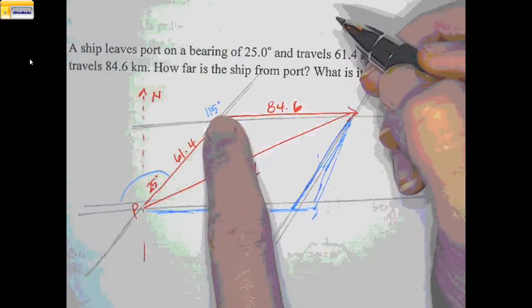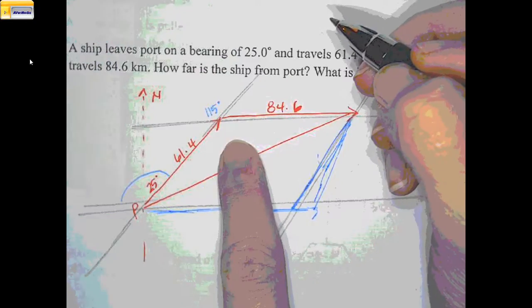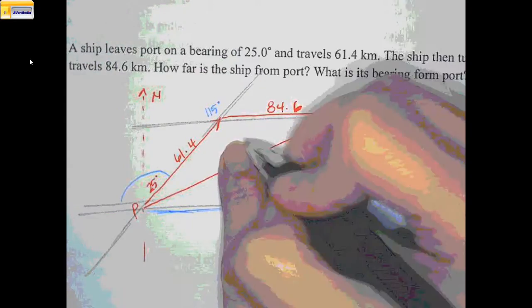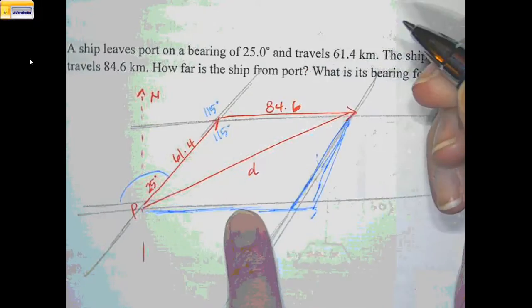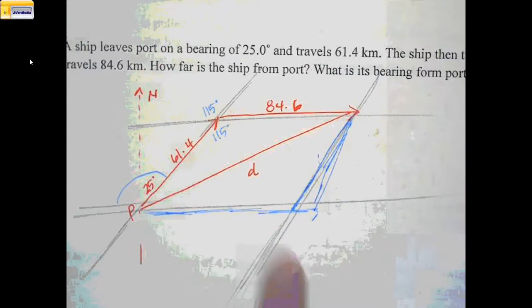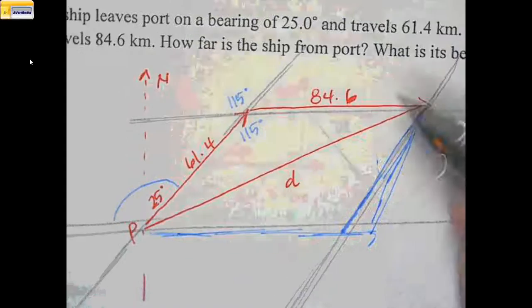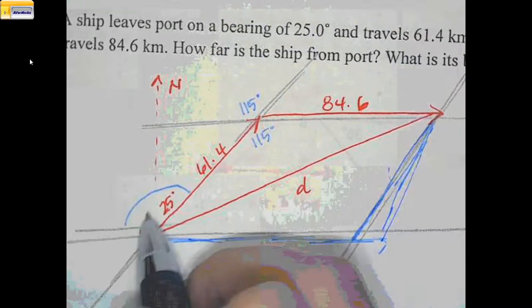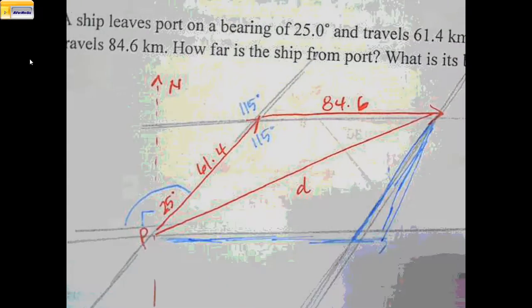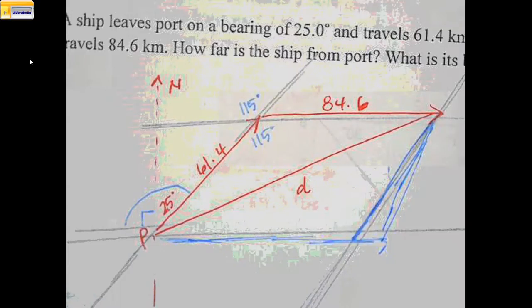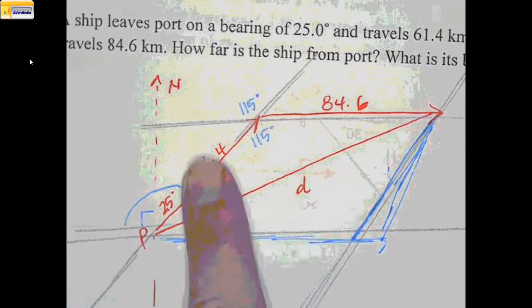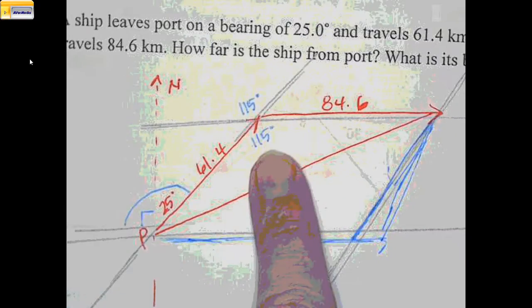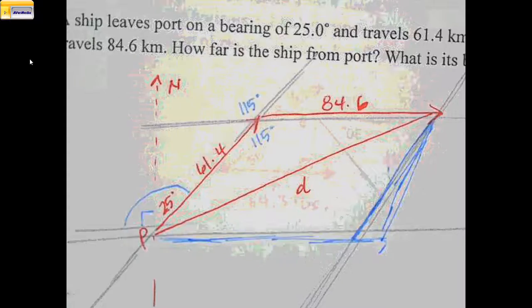If this one is 115, what's this one? They're vertical angles, right? So it's also 115. I need to explain that? Where's your 90? Because this is due north, then I knew that this was a right angle. Does that make sense? Good question. So 90 plus 25 is 115. Those are vertical angles. Now I have that. So I've got two sides and an included angle, which is telling me law of cosines.